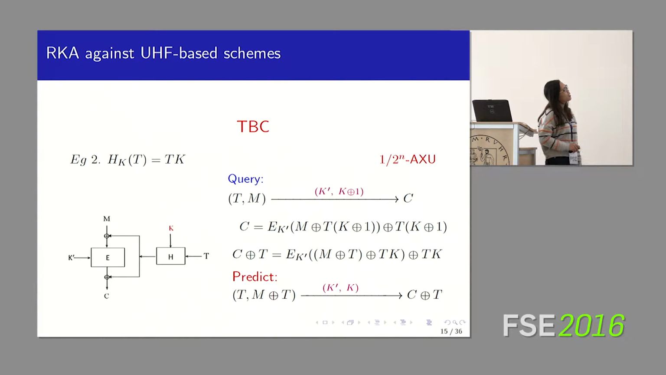Next is the attack against a TBC. This scheme is also secure in the invariable key setting. In the related-key setting, we first query this message. Here T is the tweak, and then we get the ciphertext C under this modified key. For these equalities, we can predict that the ciphertext of this message is C XOR T under this original key. So this TBC is not related-key secure.